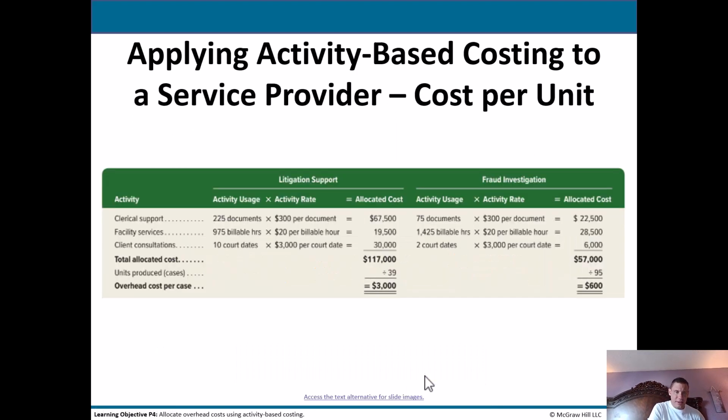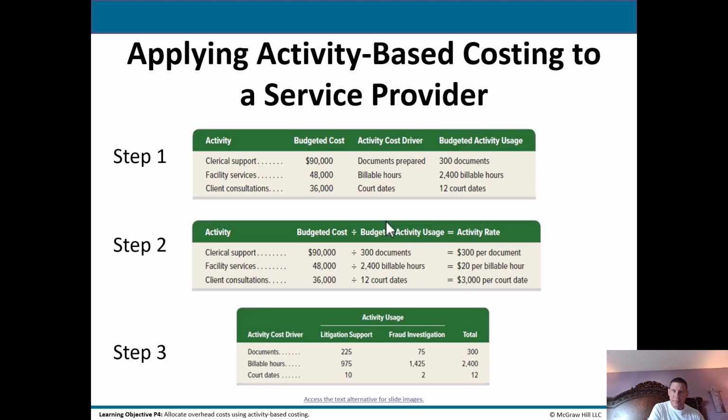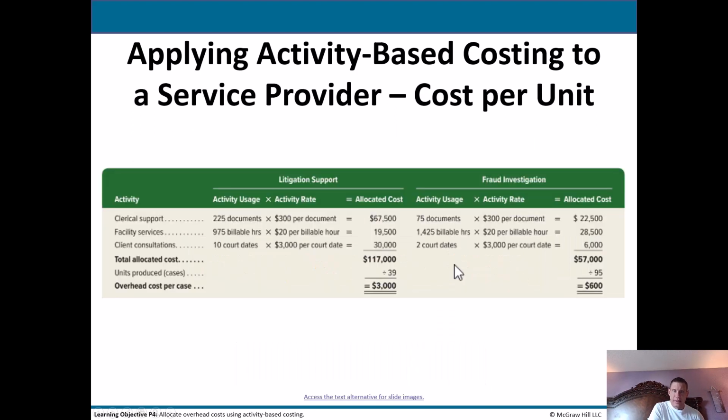And then all we have to do then is just multiply them out, right? So clerical support, 225 documents times 300 per document, 67.5. If we go back, you can see the 300 per document, right? 225, and then if we go back, and then the other fraud investigation, the other department, 75 documents times the same 300, 22.5, and it's the same logic for facility services and client consultations.